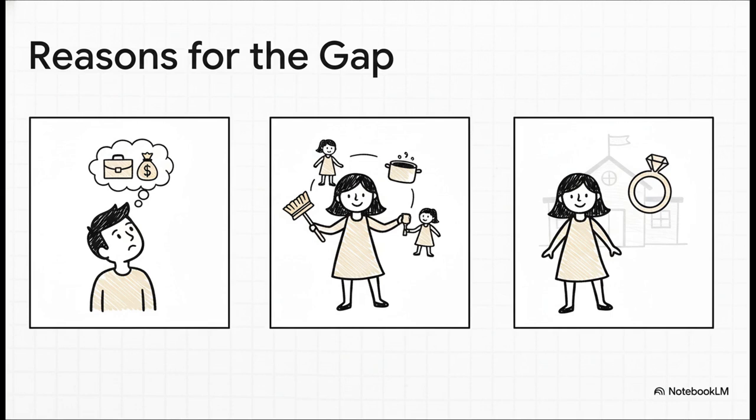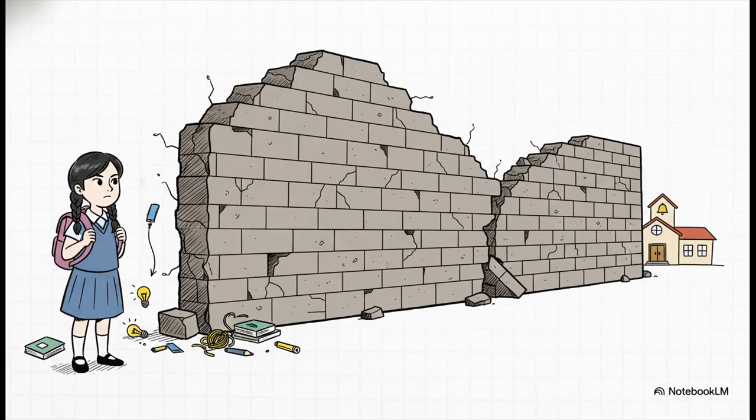So why does this happen? Well, families might see boys as the future breadwinners, so their education seems like a better investment. At the same time, girls are often expected to stay home to help with chores or care for siblings. Or they're married off at a young age, and that almost always means the end of their education. But hey, even when girls are allowed to go to school, the school building itself can be a huge barrier.